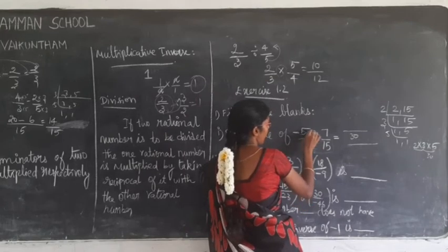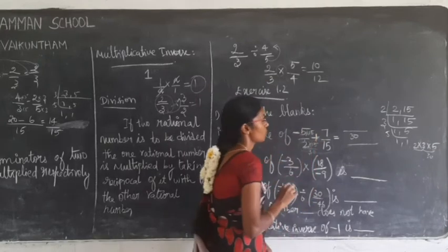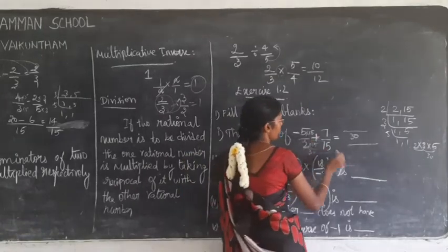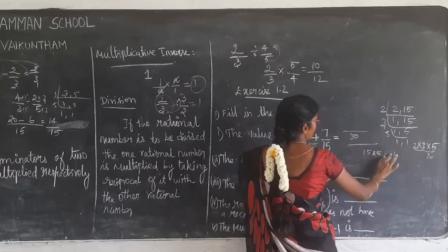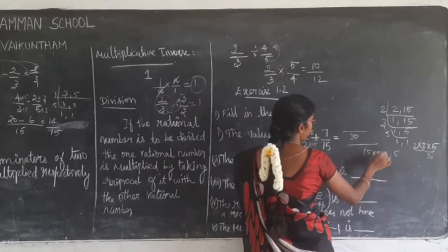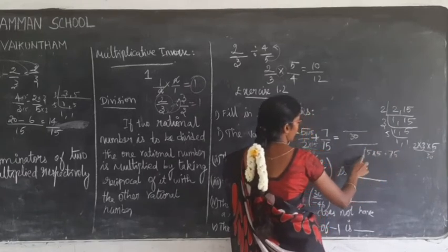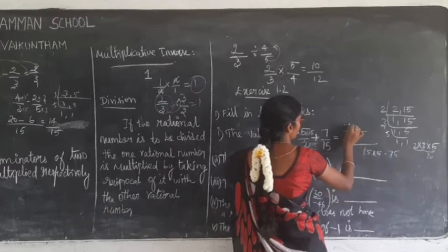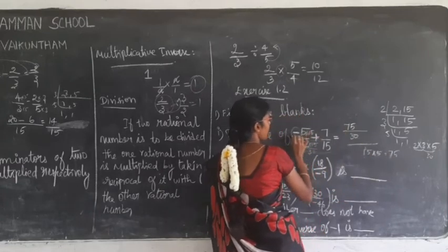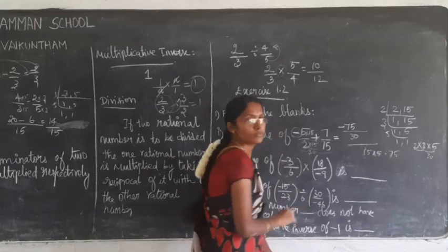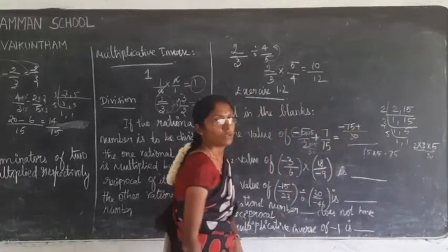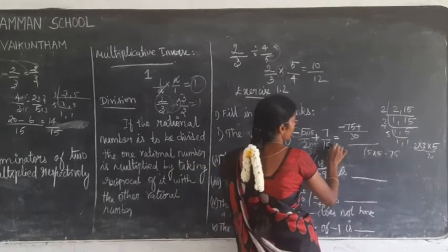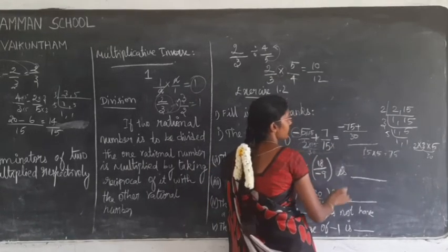So the same number is to be multiplied on the numerator also. Okay, so 5 into 15. 5 5s are 25, 5 balance 2 5. So 5 1s are 5, 5 plus 2, 7. 75. So what is the symbol here? Minus. Okay, so the next symbol, plus. So which number is to be multiplied by 15 to get 30?